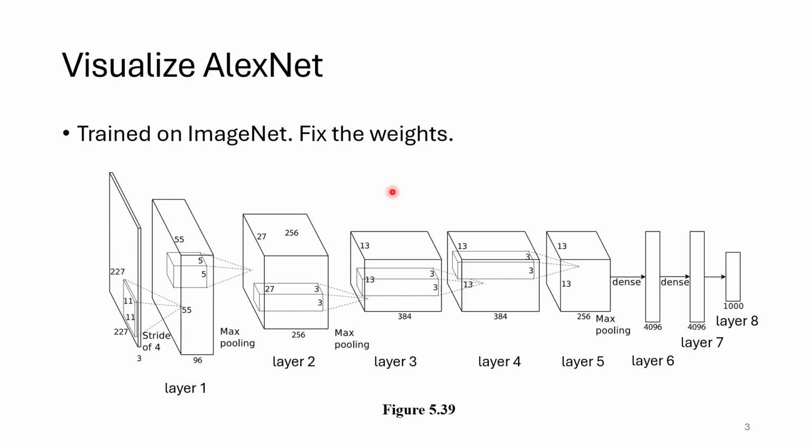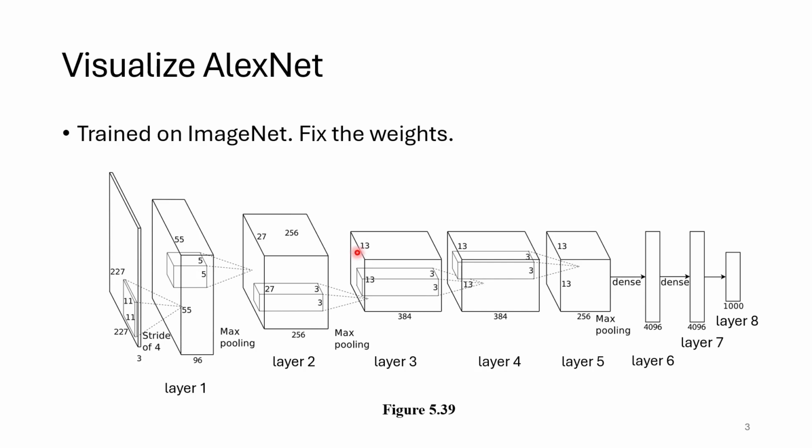Suppose they have a structure of AlexNet and train the AlexNet on the ImageNet dataset. There are 1,000 classes, and once the network is trained, they fix those weights. Then they use those weights to see what are the important patterns or signals which will activate those neurons.